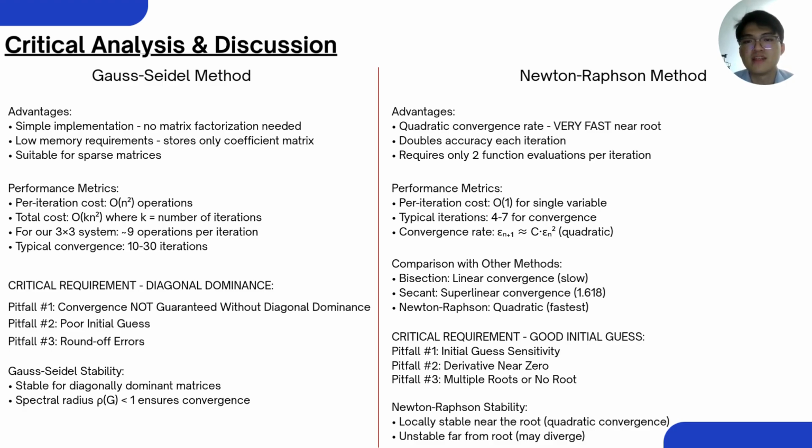In conclusion, the Gauss-Seidel method is great because it's simple and does not need much memory in the calculations. But it has a big weakness, which is that we need to check whether the matrix is diagonally dominant or not, because this guarantees convergence.